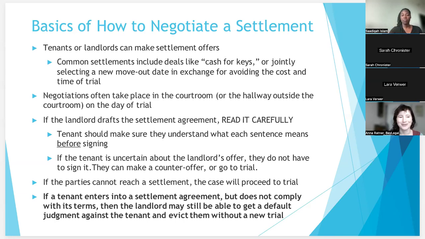Tenants have to read any proposed settlement agreement carefully because they will be bound by it, right? The terms of a settlement agreement almost always will say, we know what we're signing, and then you sign it. So even if you don't know what you're signing, you're going to be bound by it. So you should definitely try to Google terms, ask resources in the courtroom for help and advice. If a settlement is not reached, if nobody can agree on anything, then the case will just go to trial. Next slide.